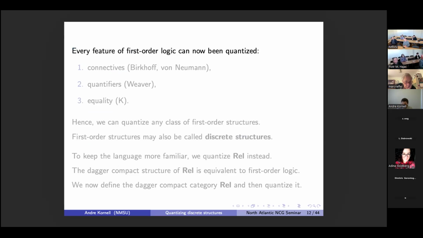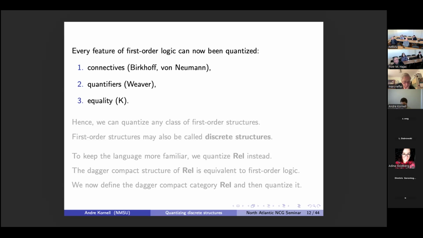The basic idea that's powering the quantization scheme is that every feature of first order logic can now be quantized. The connectives were quantized by Birkhoff and von Neumann a very long time ago now. The quantifiers were quantized by Weaver, and now we also have a quantization of equality. And it turns out that once you have all of these ingredients, the much maligned quantum logic has a lot to do with noncommutative geometry. In fact, it underlies the entire quantization scheme and all of the examples that I listed on basically a table of contents slide earlier in the talk.